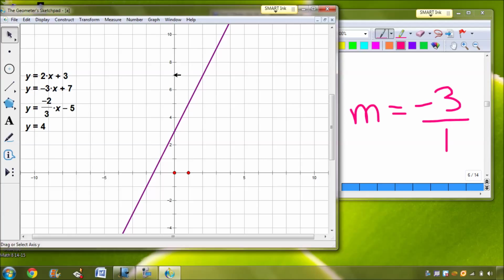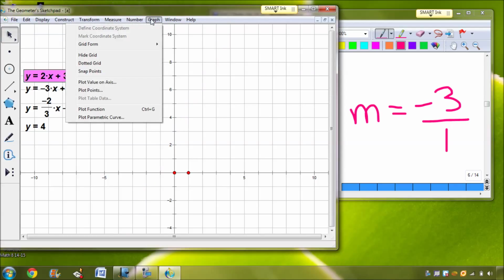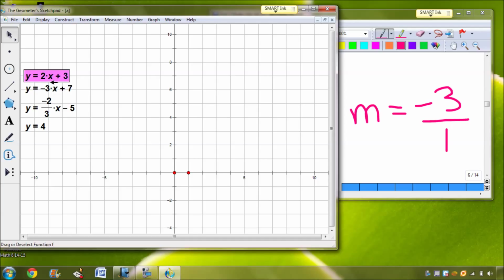And then it's going to go down 3 because the rise is negative 3, and to the right 1 because the run is 1. And then down 3 and to the right 1. So let's see if that's really true. So we're going to graph this out. Let's make sure we graph out the right one. So graph our function, it started at 7 and went down 3 to the right 1, down 3 and to the right 1. Okay, some pretty cool stuff.